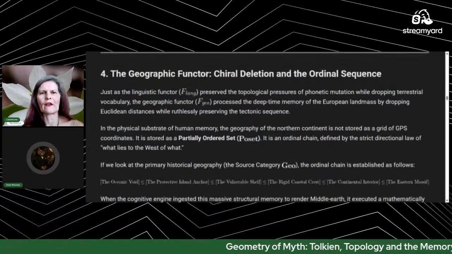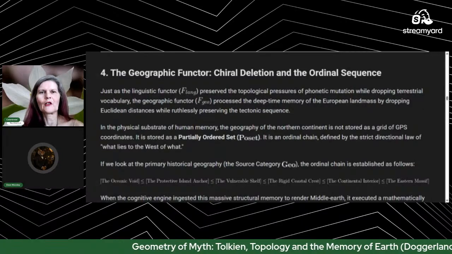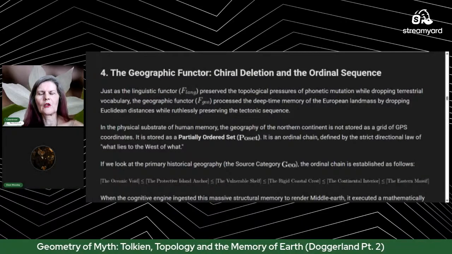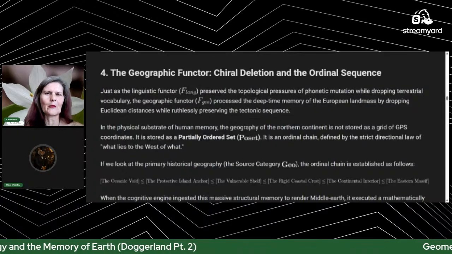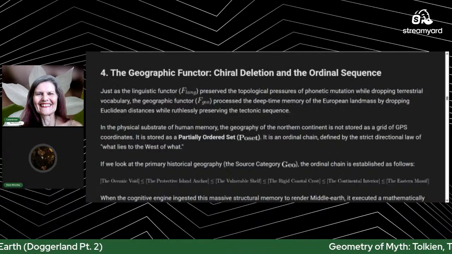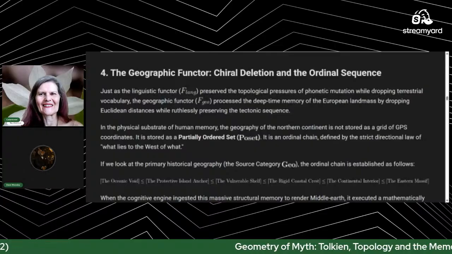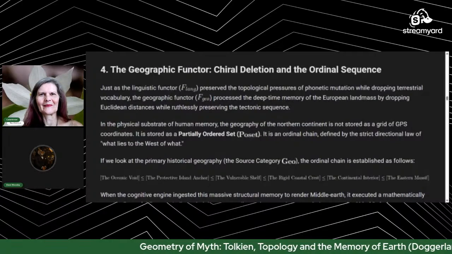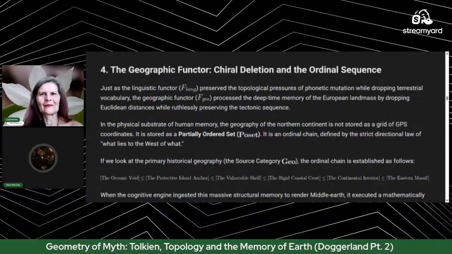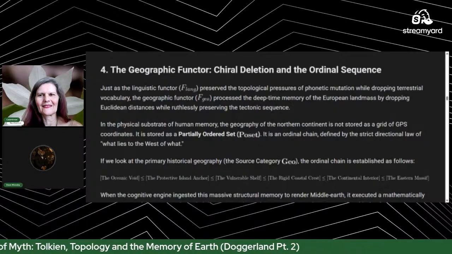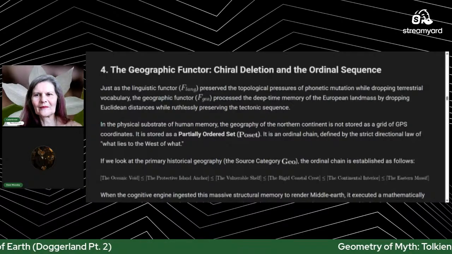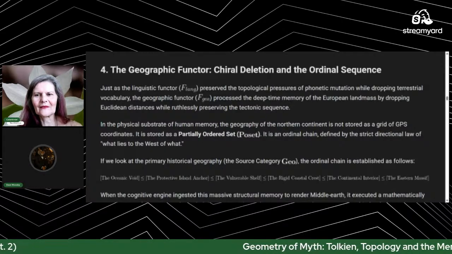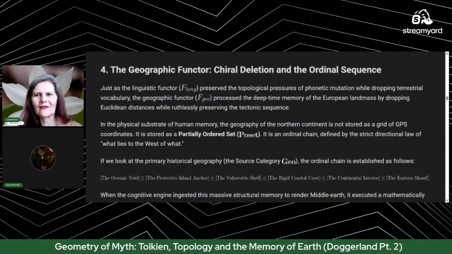Okay, geographic functor. Wow. What I just explained with Welsh and Sindarin, now we're doing FGeo. I see the little in the paragraph. Yeah. Geographic functor, chiral deletion, and the ordinal sequence. Just as the linguistic functor preserves the topological pressure of phonetic mutation while dropping terrestrial vocabulary, the geographic functor, geo, processes deep time memory of the European landmass by dropping Euclidean distances while ruthlessly preserving the tectonic sequence.